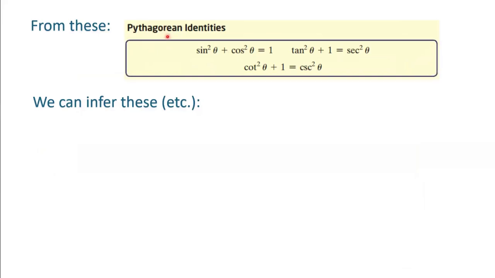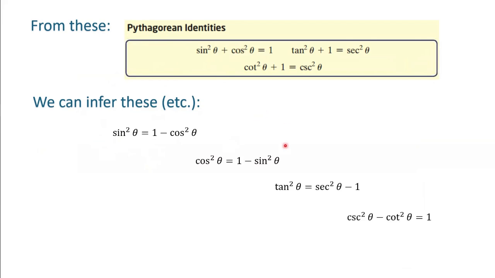Okay, and then from these Pythagorean identities, we're able to change what's on each side of the equation and create new ones. So I know from this one here that the sine squared of theta would be equal to 1 minus the cosine squared of theta. And here's some more that can be built from these Pythagorean identities.